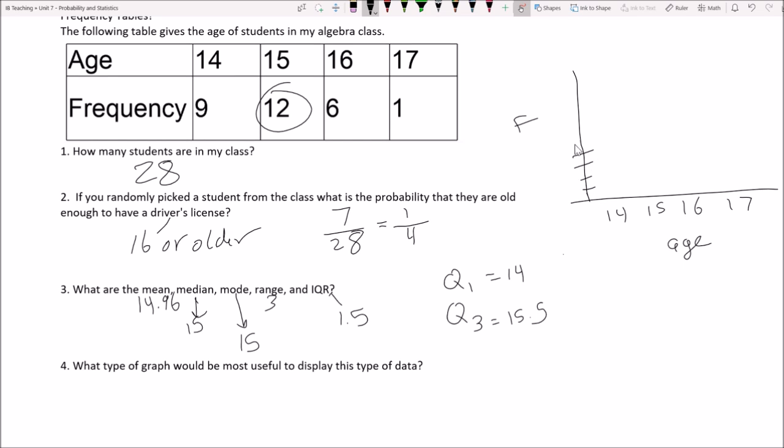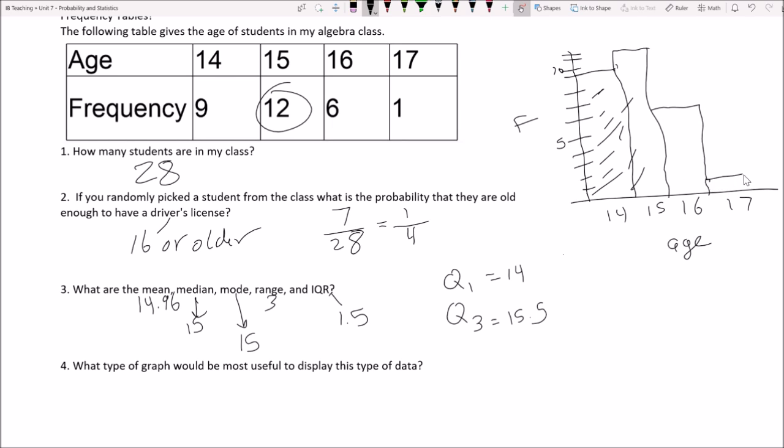So 1, 2, 3, 4, 5, 6, 7, 8, 9, 10, 11, 12. So 1, 2, 3, 4, 5, and then 10. And so we can make bars on this. So that would be 9 up here. All right, so there's our first one. And then 15 goes up to 12. Whoops, sorry, not easy to draw on this thing. And then 16 only goes up to 6. And then 17 only goes to 1. So this is an easy way of showing the distribution, okay? So we can see that more of the data are on the left. We can see that 17 is real low, and that does that nicely.